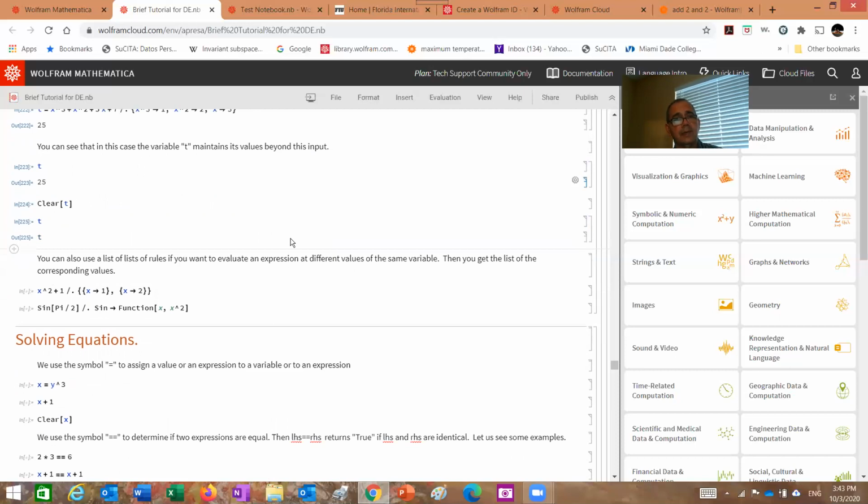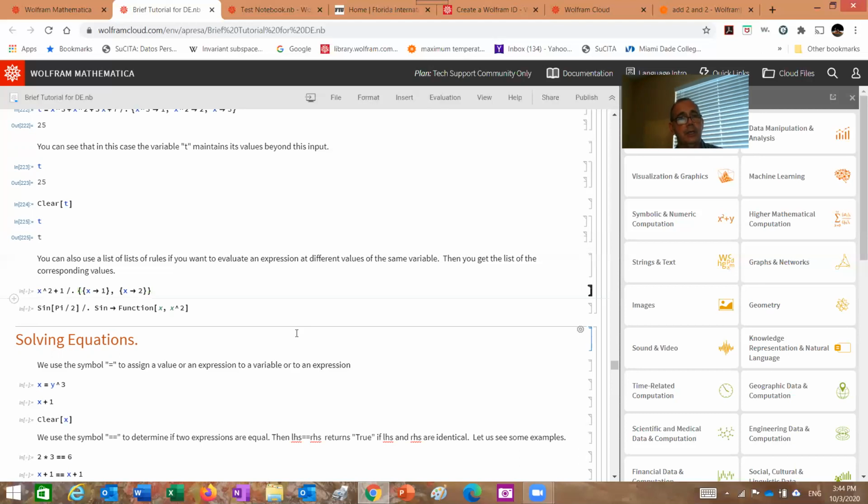Now, when you enter a list of substitutions like this, where you are replacing the same variable x by different values, by 1 here and by 2 here, what do you get in that case? You want to evaluate that expression, x to the second plus 1, when the x is 1 and when the x is 2. What do you get in this case? You get a list of values, the value at 1 and then the value at 2.